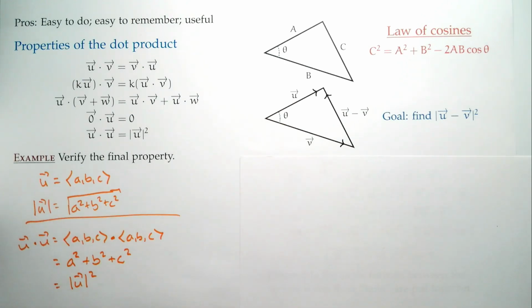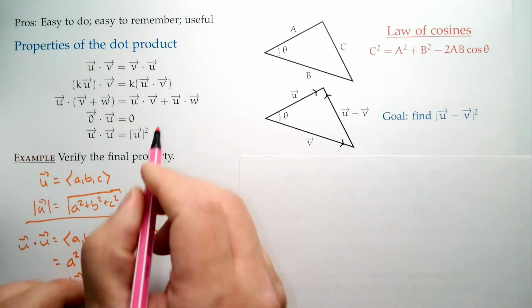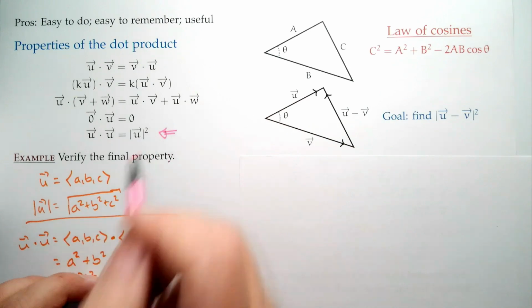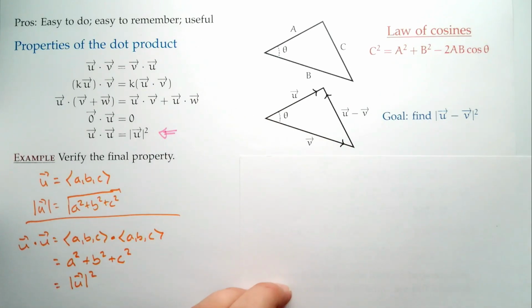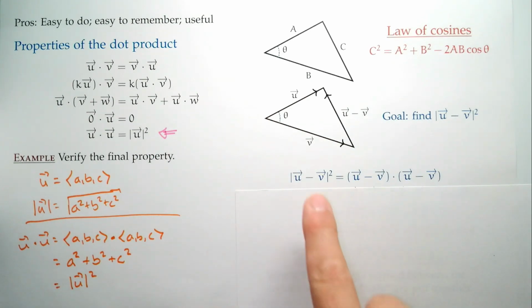Now our goal is to find the length of the side labeled u minus v. In particular, I'm going to find the length of it squared. And we're going to do it using two different things. So let's see, what should we do? Well, let's use our new tool. Our new tool says if I want to find the length of the new side squared, we use a dot product. So the length of u minus v, quantity squared, is u minus v dot u minus v.